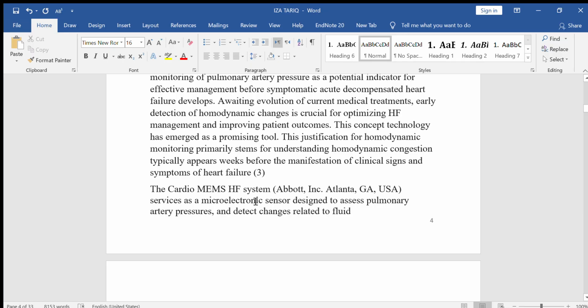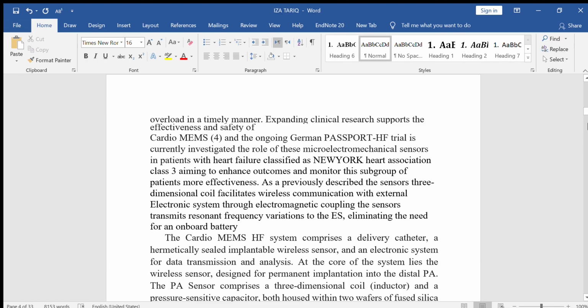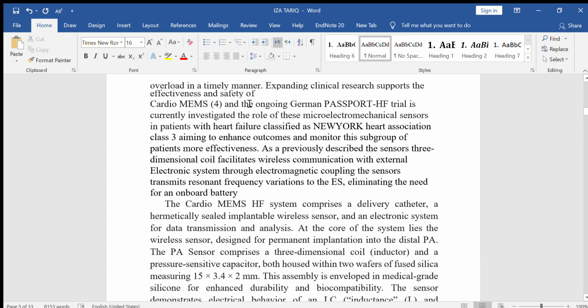heart failure. Another type of scanner used in heart failure, from Abbott Inc., Atlanta, GA, serves as a microelectromechanical sensor designed to assess pulmonary artery pressures and detect changes related to fluid overload in a timely manner. Expanding clinical research supports the effectiveness and safety.